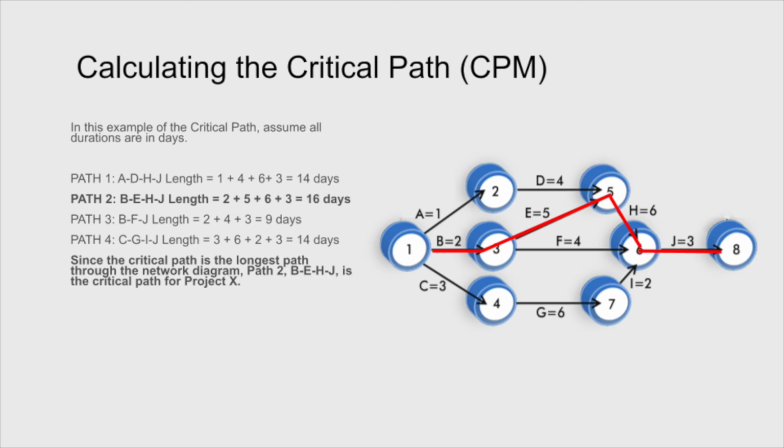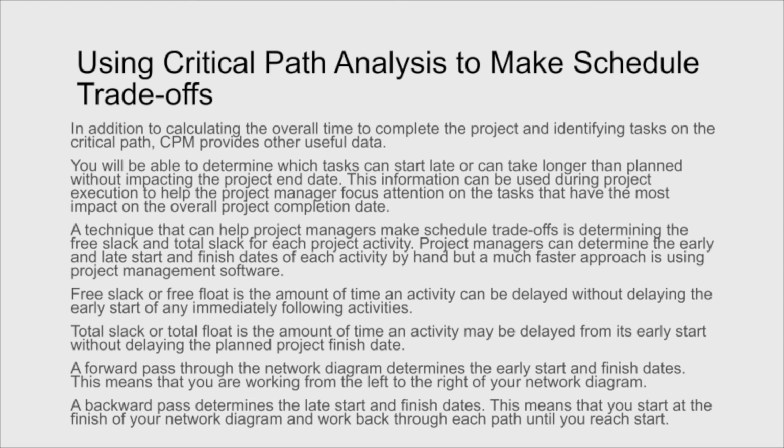So, when we think about this, we got to think, what is the maximum time? So the critical path is reflected on the maximum time, the longest duration. So the path 2, as illustrated here, would be considered the critical path. If any of those activities got delayed, it would affect the total time frame of the project.